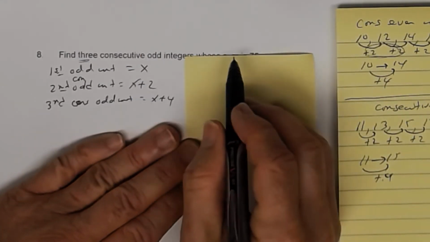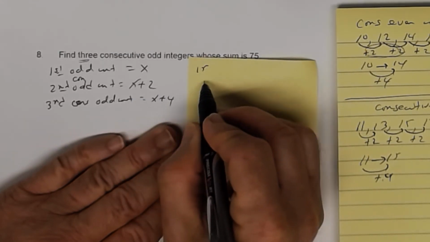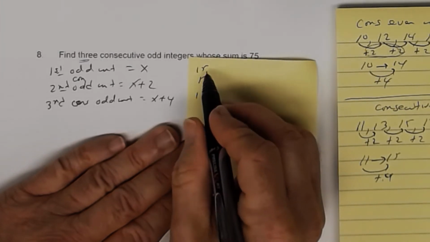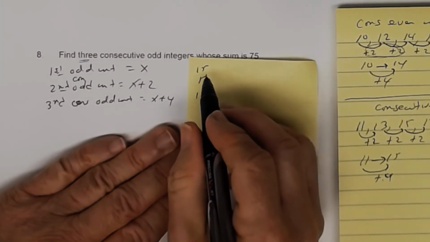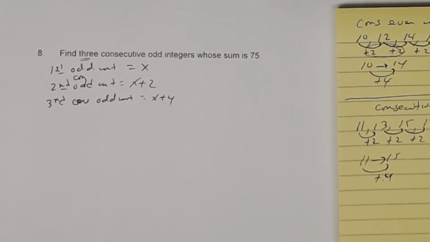So my first one, let's say we're dealing with odd, right? So my first one is 15. Then what's 15 plus 2? 17. And then what's 15 plus 4? 19. And are all those consecutive odd? Yes. 15, 17, 19. Okay, so my expressions are correct.